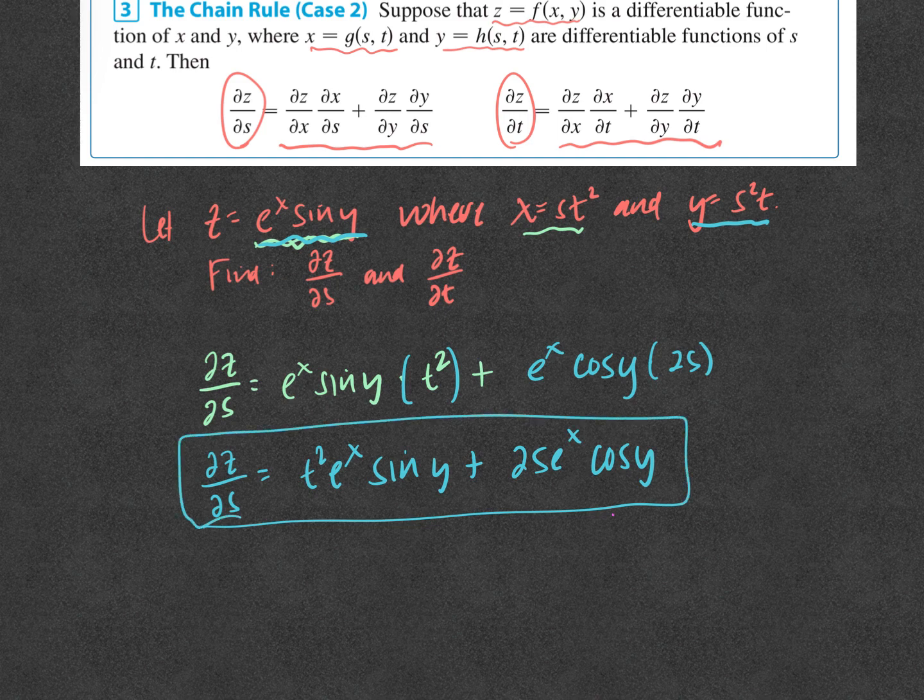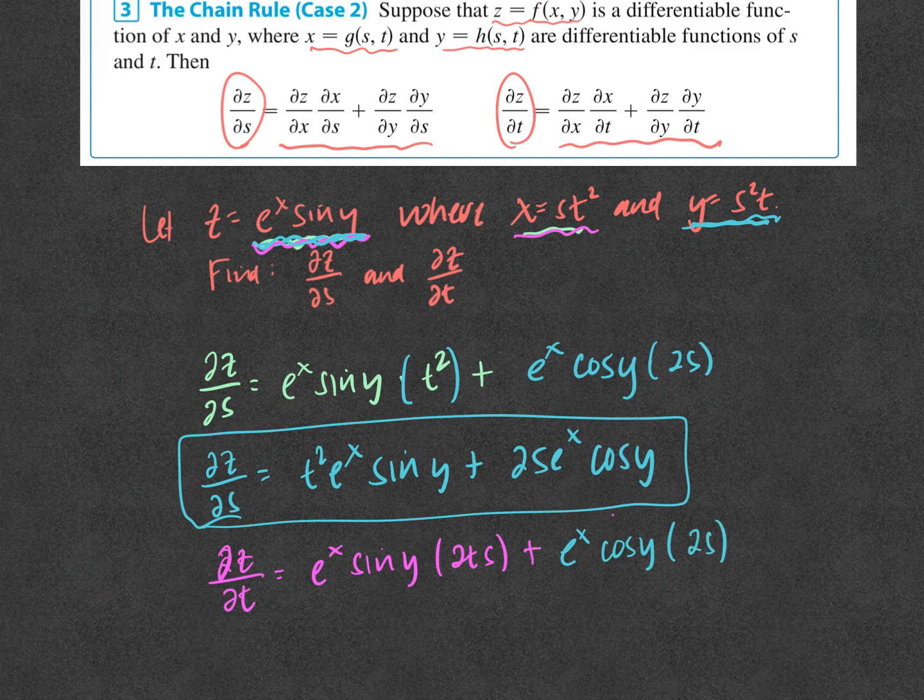So now let's do the partial of z with respect to t equals, so we're going to start with the derivative of z with respect to x, which is again e to the x sine y. And the derivative of x with respect to t is 2t, and you keep the s, plus the derivative of z with respect to y. You keep the e to the x, and the derivative of sine y is cosine of y. And then we take the derivative of y with respect to t, so we have 2s.